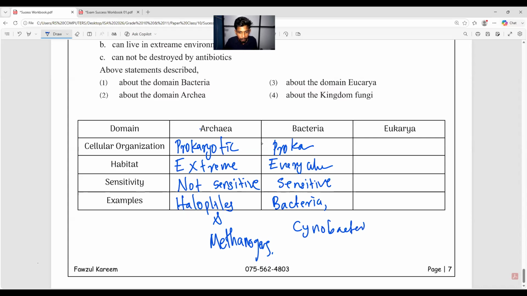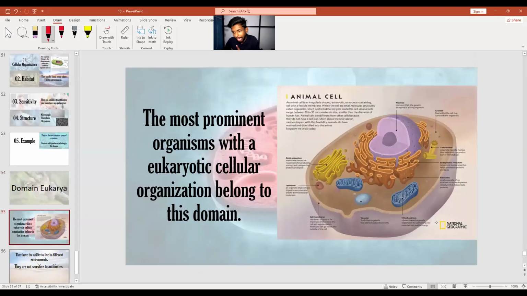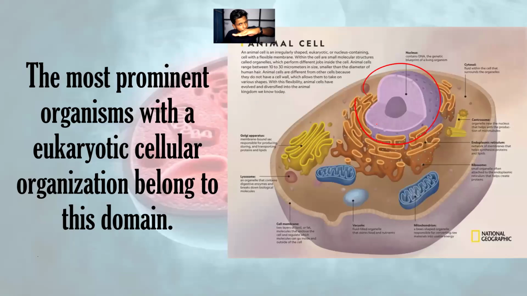Right. Now we'll move to the next part regarding the domain eukarya. Eukarya means us, the plants and the animals. You may remember the plant cells and the animal cells. What kind of cellular organization do we have? Look at the picture here. We have a proper nucleus. So, eukaryotic cellular organization.